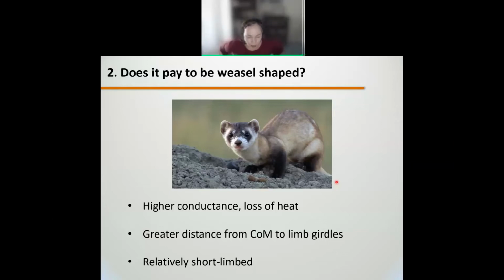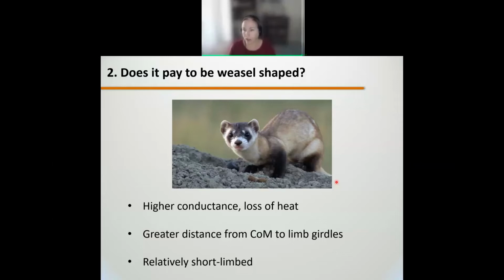So one of these Just So stories is that weasels and weasel relatives are weasel shaped. They're tubular, they're snake dogs. They're weasel shaped to be able to fit into tunnels. And they can fit into tunnels and then eat the things that are in there. And that's why they are the way that they are.